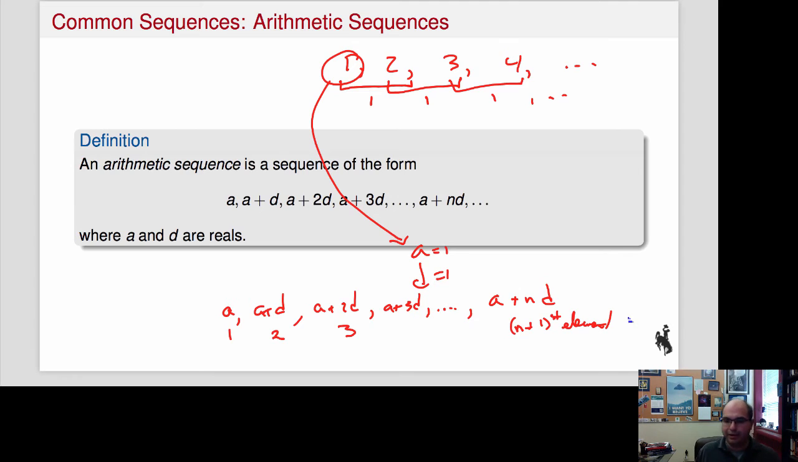Okay, and again, that's just being careful about where we count. a and d can be reals. Of course, the n is an integer because it's the nth term in the sequence.